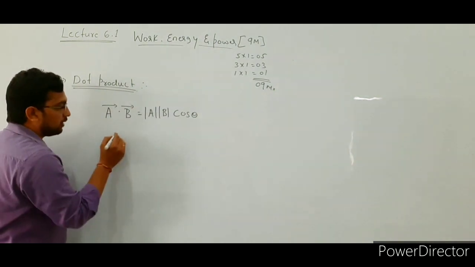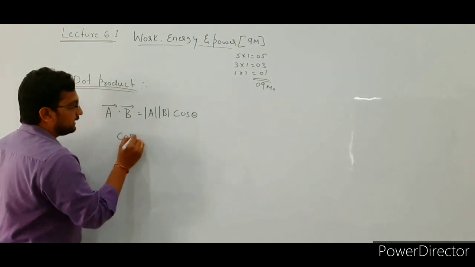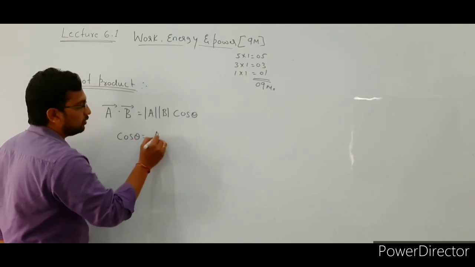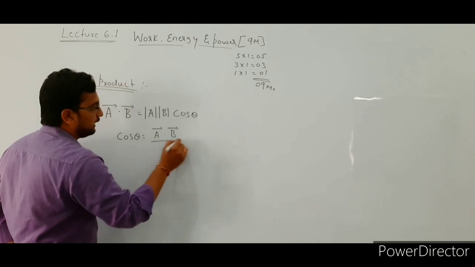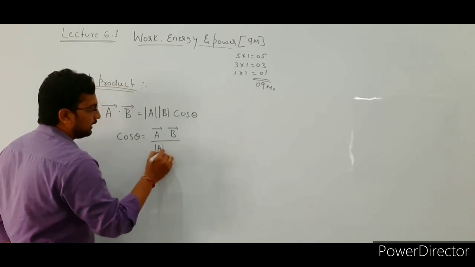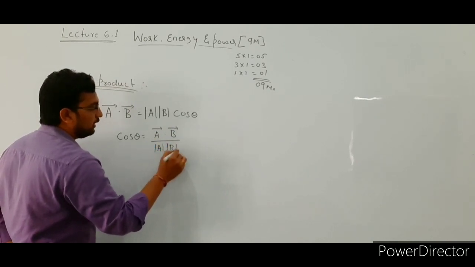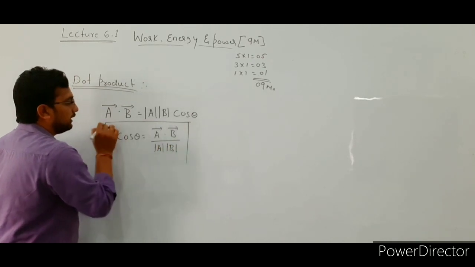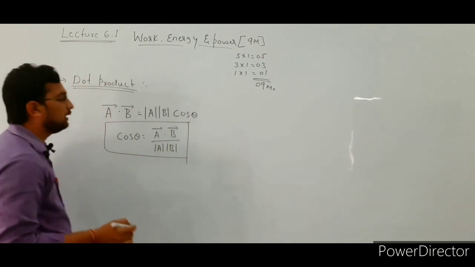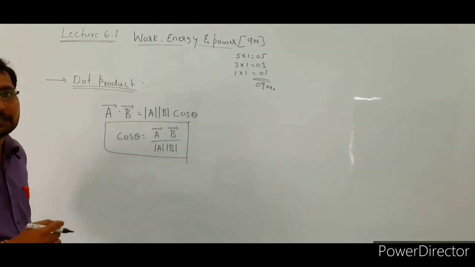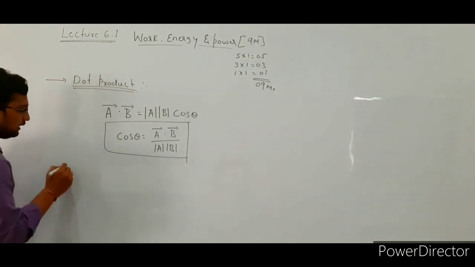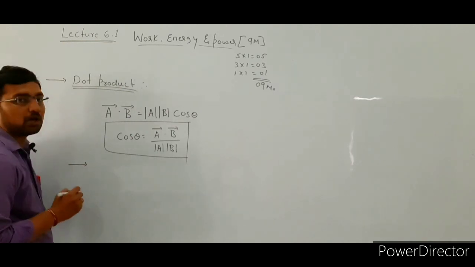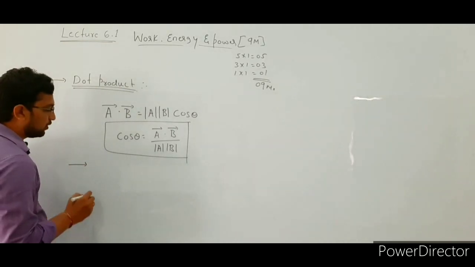Okay, see here. From this, cos theta is equal to A vector dot B vector divided by the magnitude of A vector into the magnitude of B vector. This formula is used to find the angle between two vectors. So this is the definition. The next one, properties of a dot product.